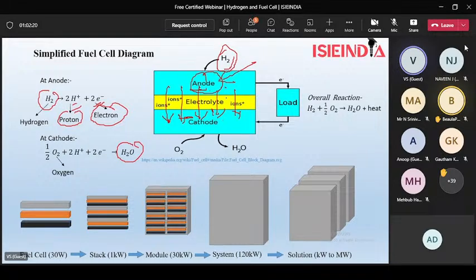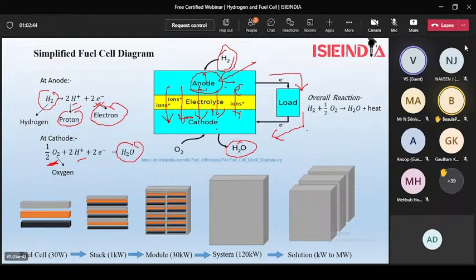The proton passes through the electrolyte and comes to the cathode and then reacts there with the oxygen molecule. So here we can see what reaction happens at the cathode, and there it releases water. And what happens to the electron? The electron also finds the external path, which means we give the electrons an external path to flow.